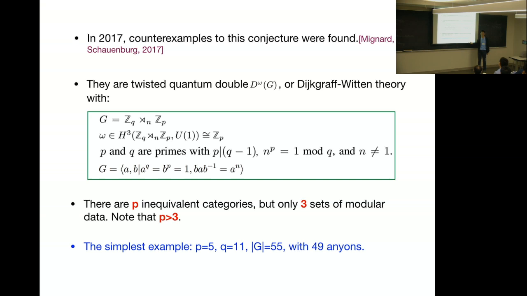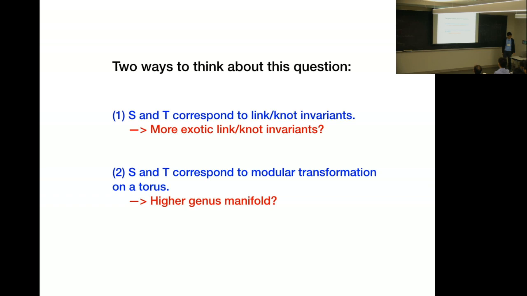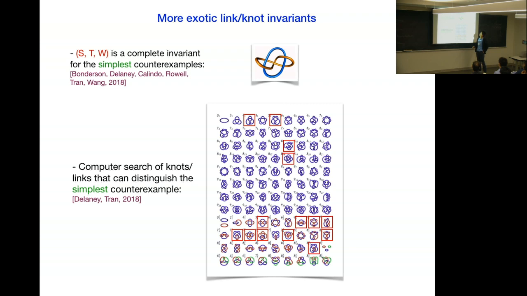Okay, now we ask the question: the modular data is not enough. What other invariants should we look for to distinguish different theories? There are two ways in my mind. One way is, S and T matrices correspond to some link invariants, and there are an infinite number of knot and link invariants, so we can check whether other invariants can distinguish these counterexamples. This is the way Zheng Han's group found last year, using a link invariant called the Whitehead link. Together with the S and T matrices, these three data are enough to distinguish the simplest counterexample.